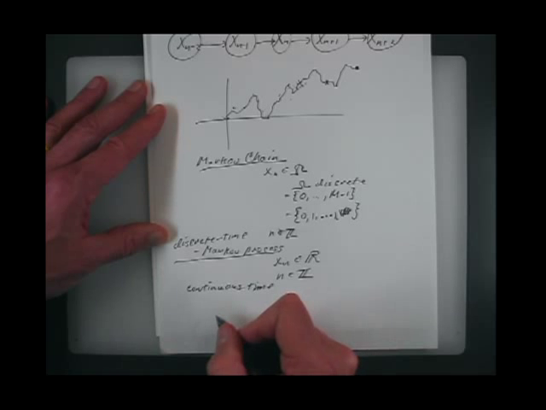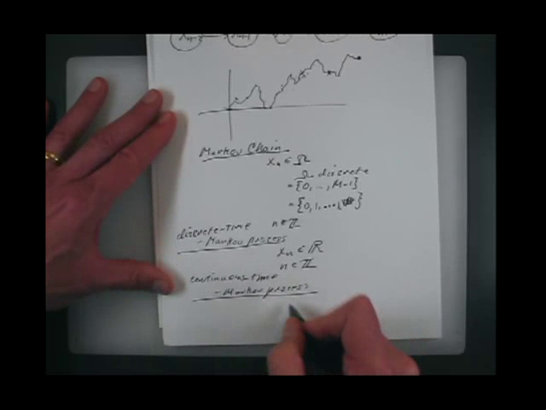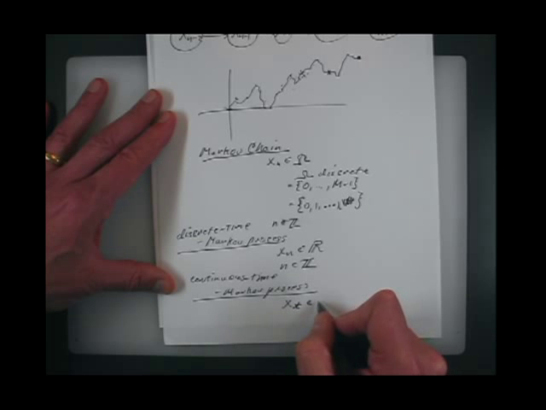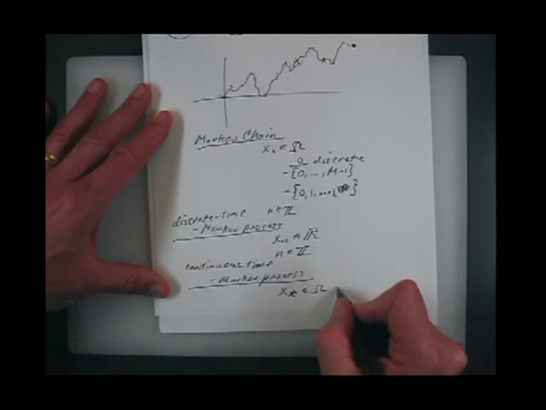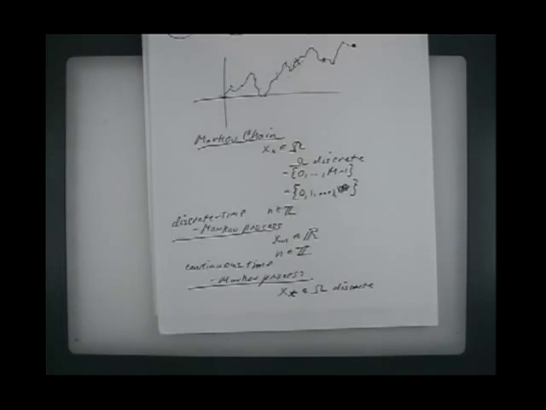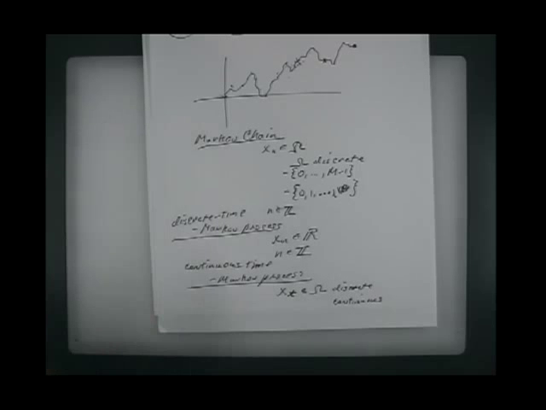There's actually a continuous time Markov process. So we can have it continuous in time, x of t, where x is a member of omega, and omega is discrete. And then you can actually have it where it's continuous. So you can have it be discrete, or you can also have it be continuous. I mean, we're not going to consider those cases.